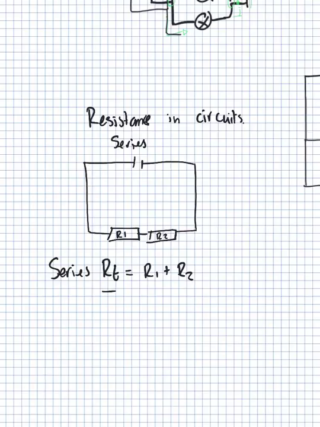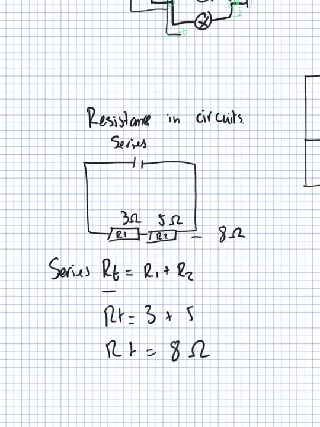So if this resistor was 3 ohms and this one was 5 ohms, resistance total would equal 3 plus 5, so the total resistance would be 8 ohms. So the total resistance in the circuit would be 8 ohms. It's really, really simple maths. Really simple. It's just a sum.